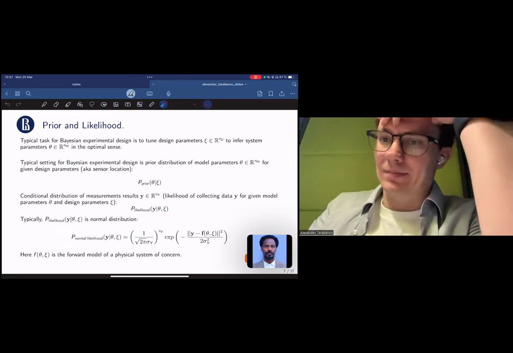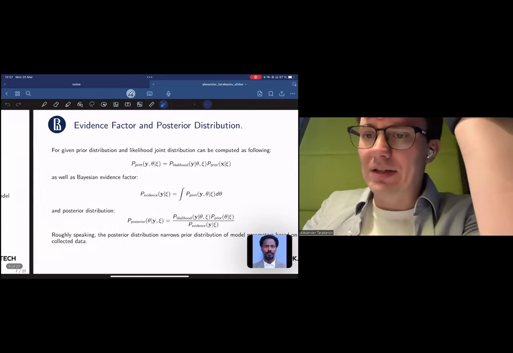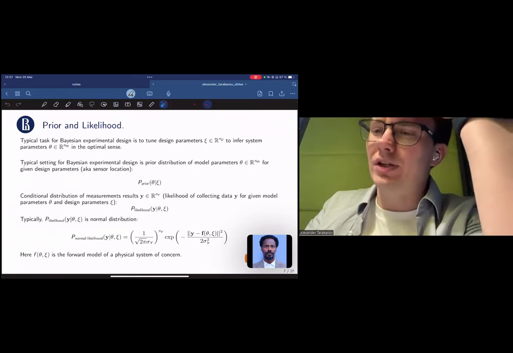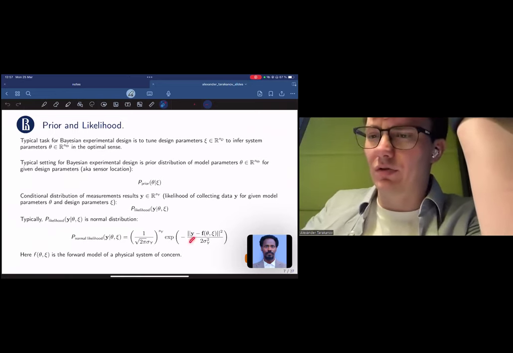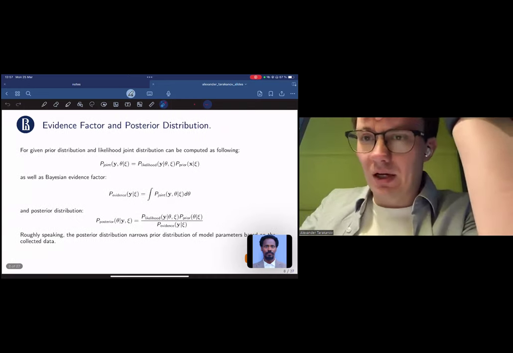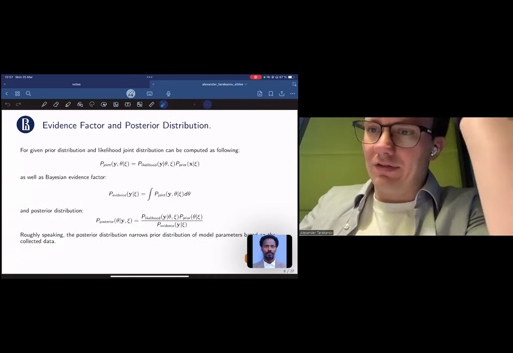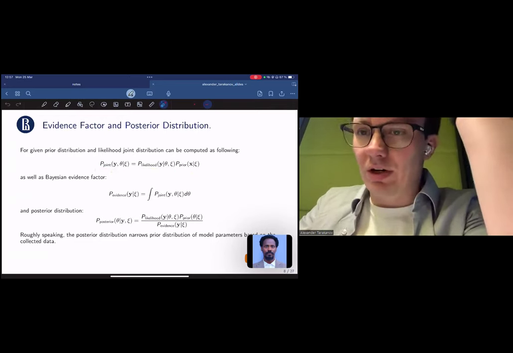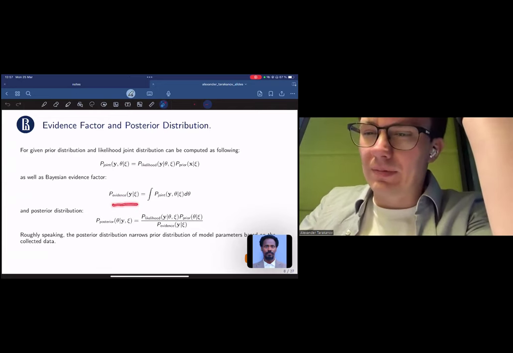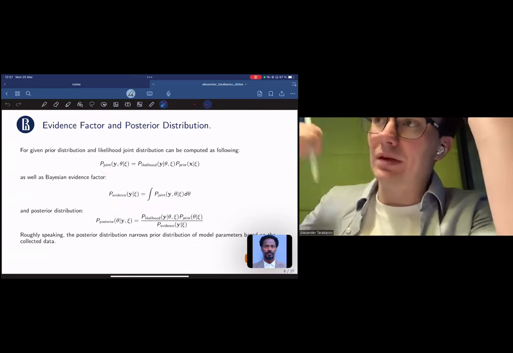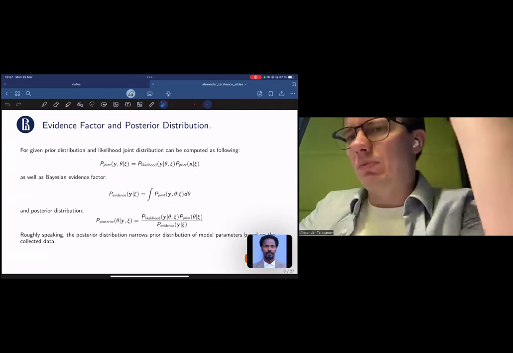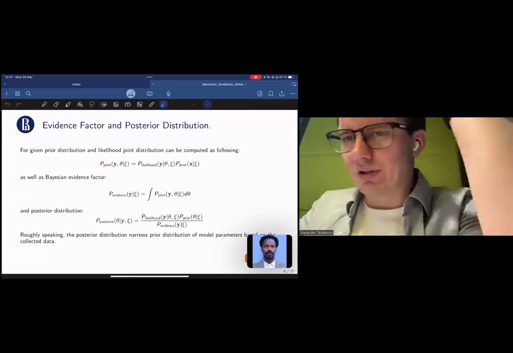Basically f is our model prediction, based on whatever simulations, for the observation vector. If we have the prior and likelihood, we can form the joint distribution of observations and model parameters, and then we can compute the Bayesian evidence factor simply by integrating over all possible model parameters. This evidence factor tells you the probability of having this vector of observations.